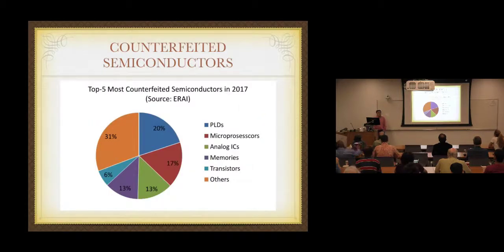From the same report, they also try to categorize the top most counterfeited parts in 2017. As you can see here, leading the categories is PLD, programmable logic devices, followed by microprocessors, analog ICs, and memories.